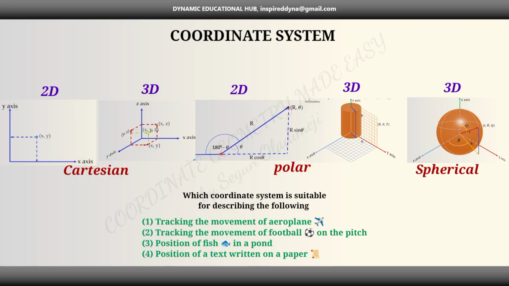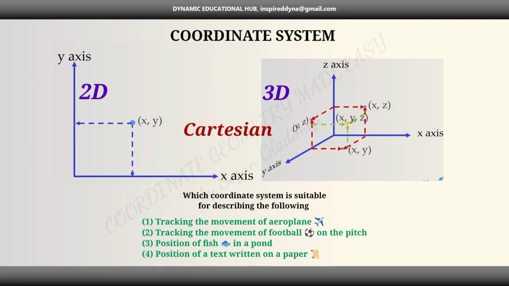We have different types of coordinate systems that we can use. We have Cartesian coordinate system, which can be 2D or 3D as shown. We have polar coordinate system, which can be 2D, 3D, and we also have spherical coordinate system, which is just 3D. For Cartesian coordinate system that is 2D, we have X and Y, so we have two axes, X axis and Y axis. We use it to represent points on a flat surface.